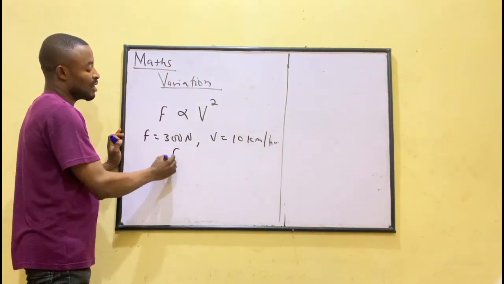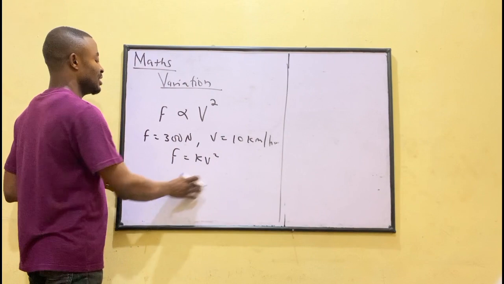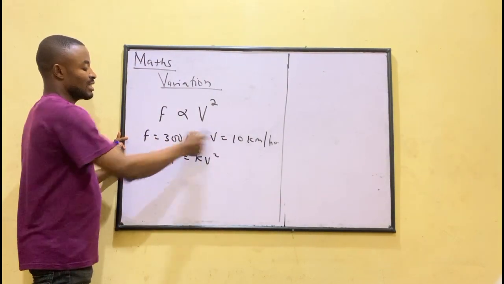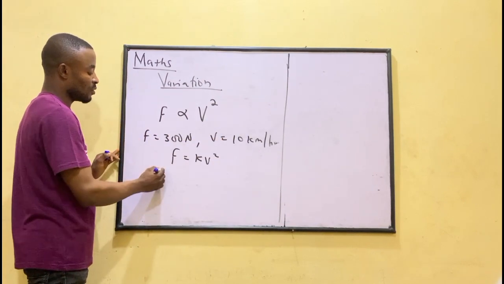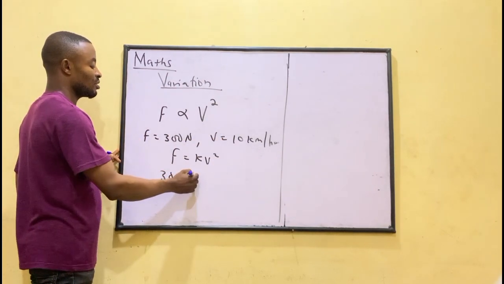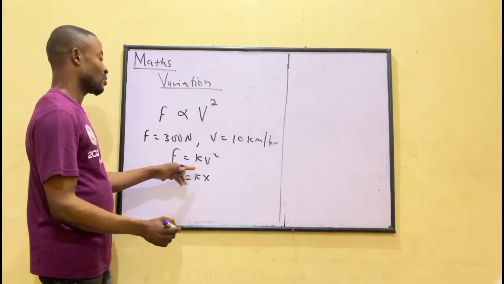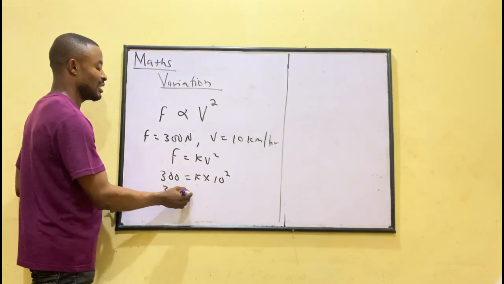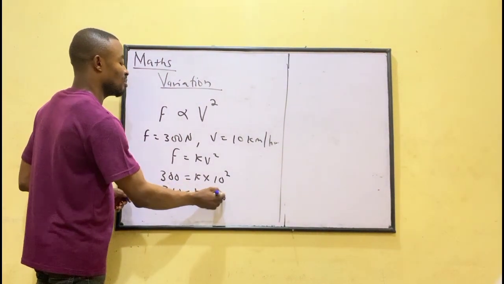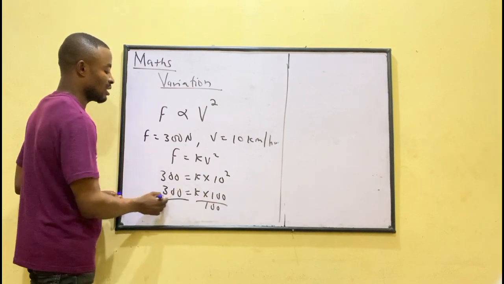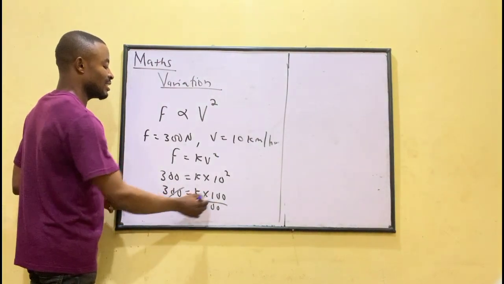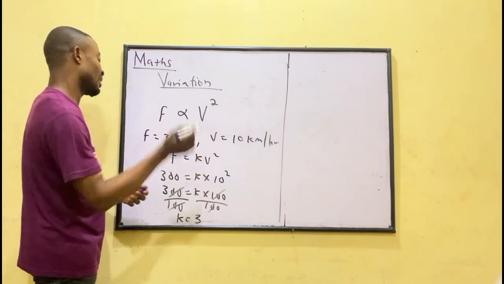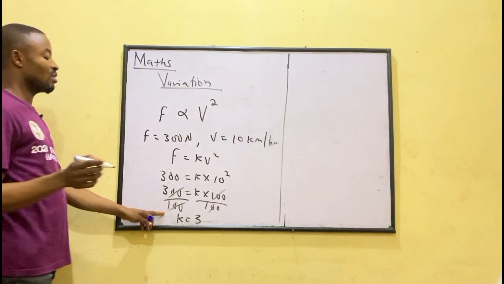Now from here, we have that F is equal to kV squared. Now let's substitute these values. So here now we have 300 is equal to k times what is our V, 10 squared. So here we have 300 is equal to k times 100. Divide both sides by 100. This cancels out this, and we have that k is equal to 3.